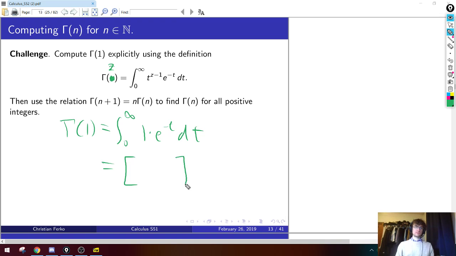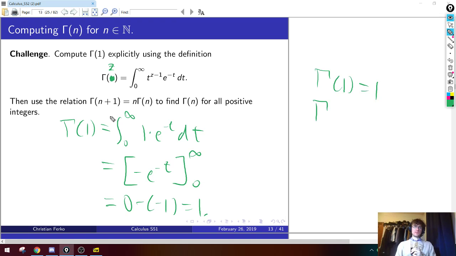The integral of e to the negative t equals negative e to the negative t. Good. At infinity and 0, and then what's that? At infinity, that is 0, and at 0, that is, well, negative 1. So 0 minus negative 1 equals 1. Good. Okay. So that means gamma of 1 equals 1.